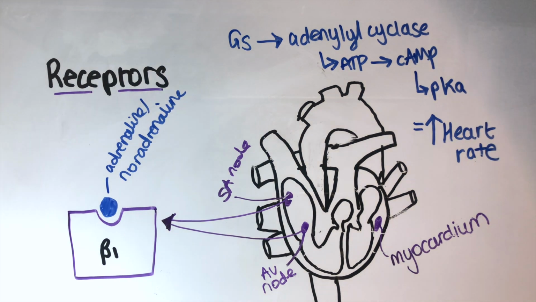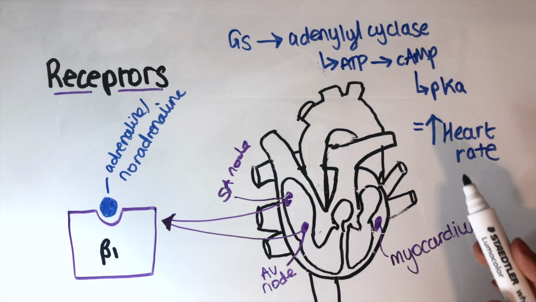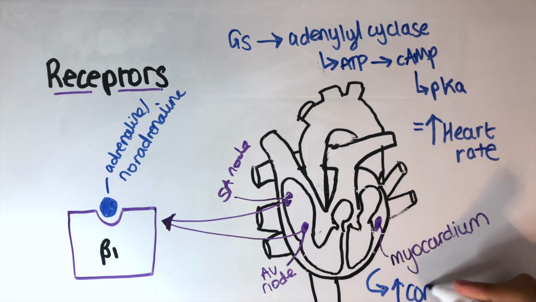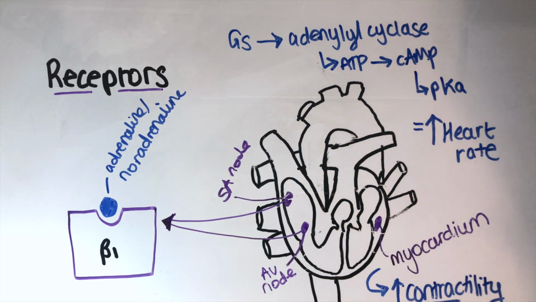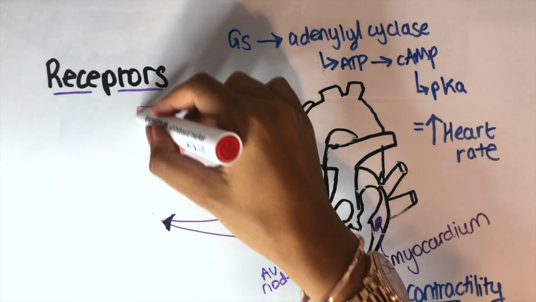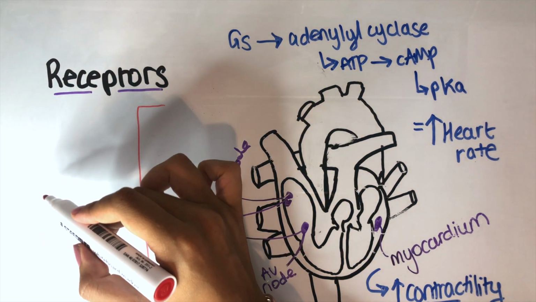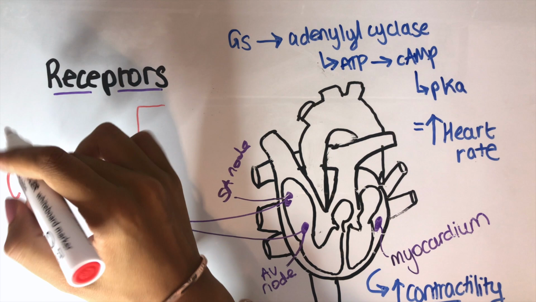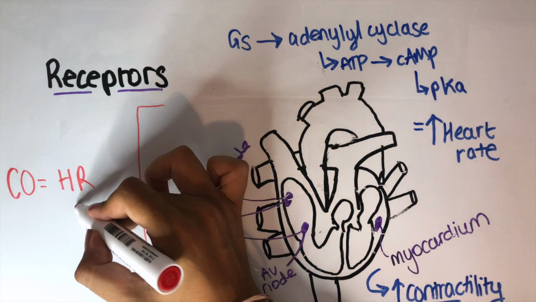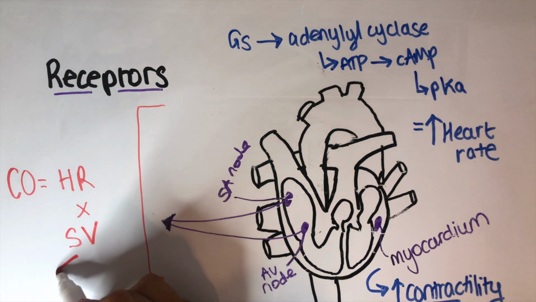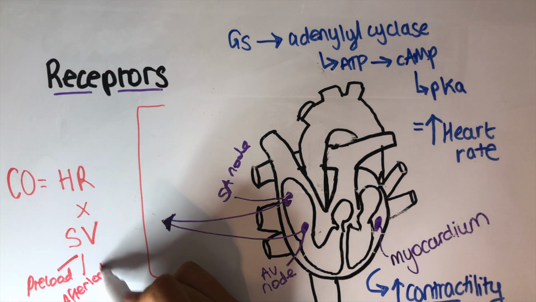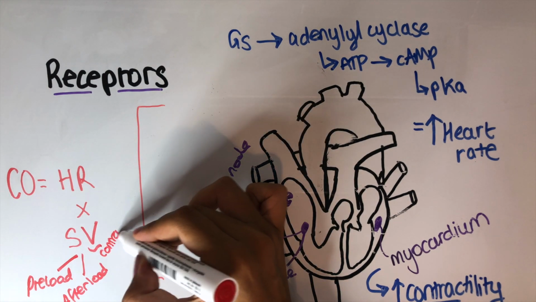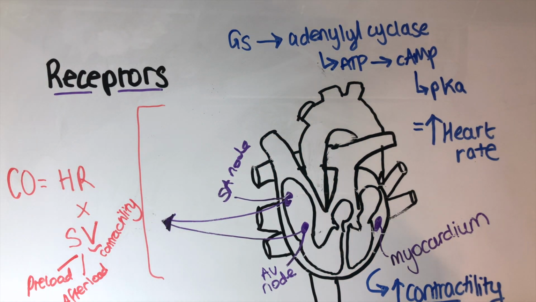increase in heart rate. This also occurs in your cardiomyocytes, but instead of increasing the heart rate, it increases contractility, so increases the force of contraction. So your nodal cells increase heart rate and myocardium increases contractility. This all leads to an increase in cardiac output because we know that cardiac output is heart rate times stroke volume. Stroke volume can be split into preload, afterload, and contractility. But we'll get back to that in another video.